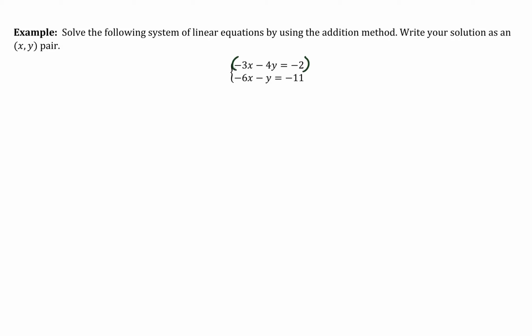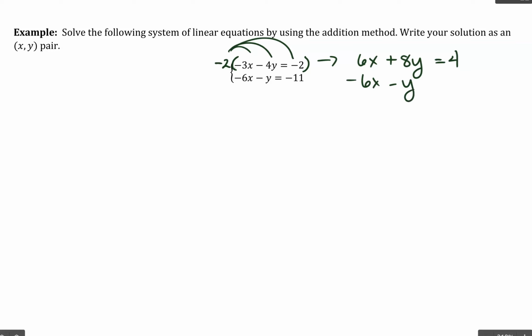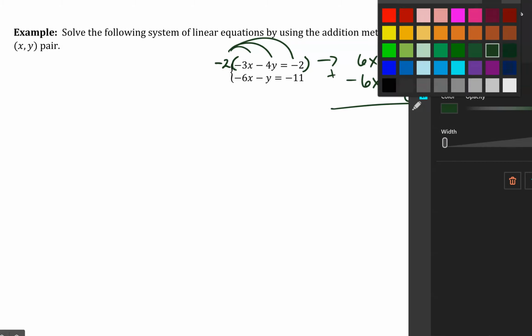numbers and then cancel. So in order to make this a +6, I need to multiply the entire equation by -2. So that gives me a 6x plus 8y equals 4. So everything got multiplied by -2, so we distributed that. Then the second equation remains unchanged. And then here comes the addition part. We add them together.